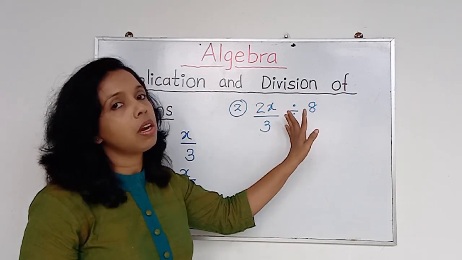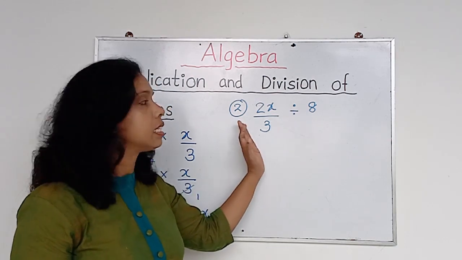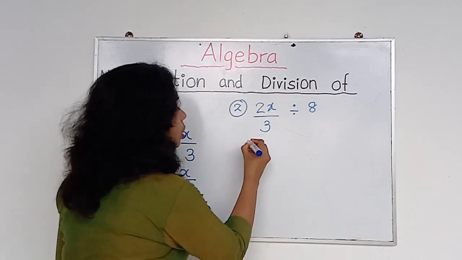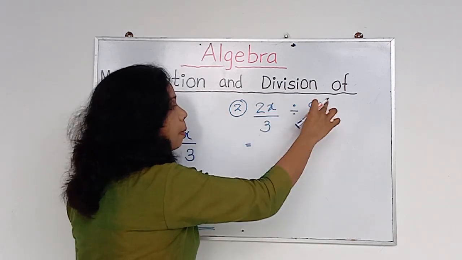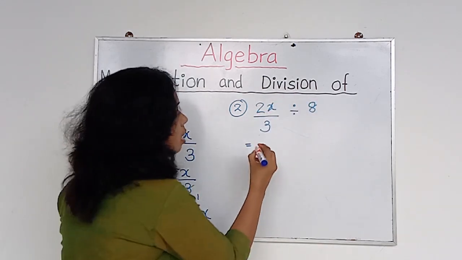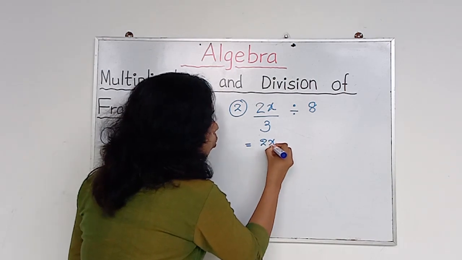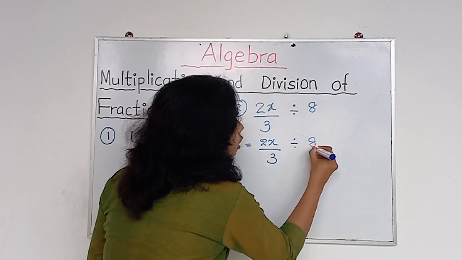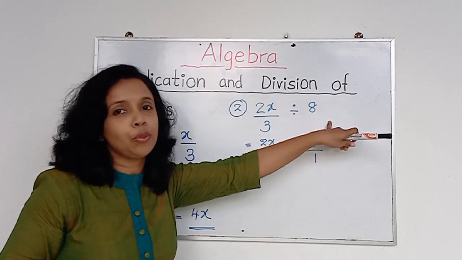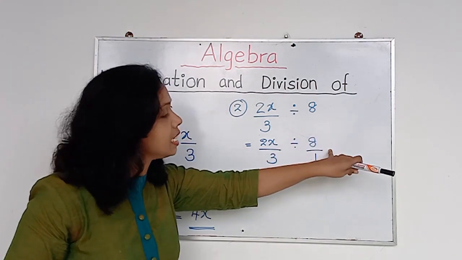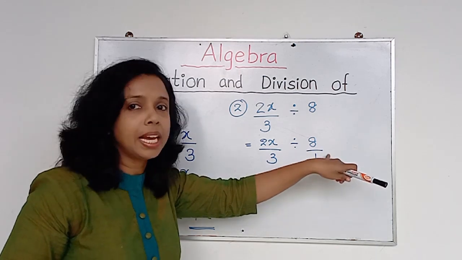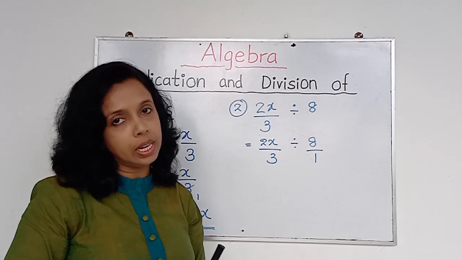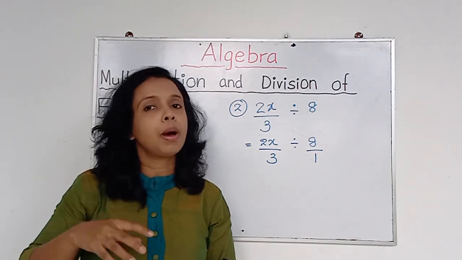Before thinking about division, first of all, this is a fraction and this is a whole number. So what do you want to do? First of all, you want to have them in the same format, right? So what I am doing, 2x over 3 divided by 8 over 1. Instead of 8, I can write it in fraction form, 8 over 1. Now, there is something you want to learn. Some of you may know about this.